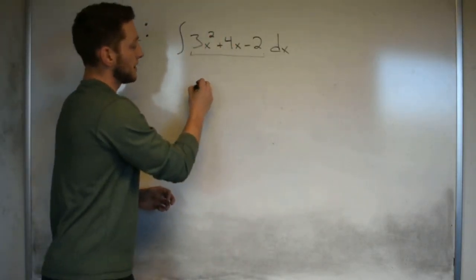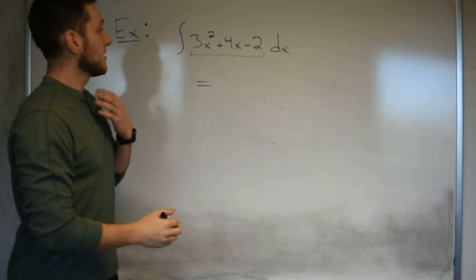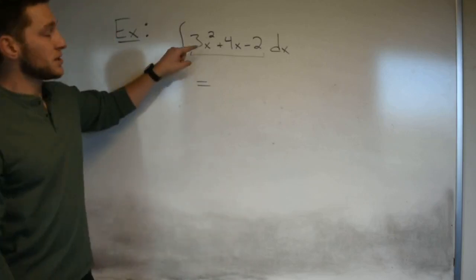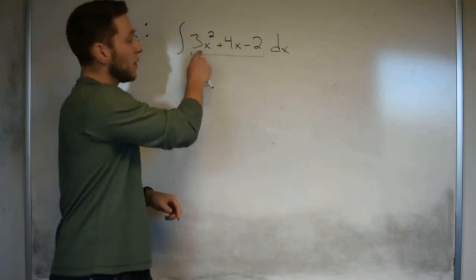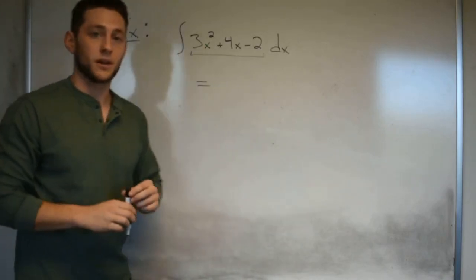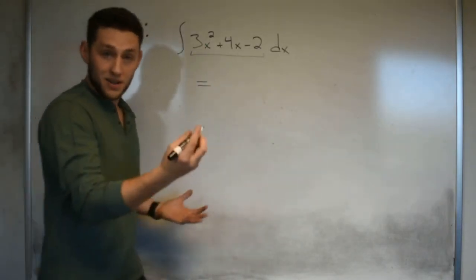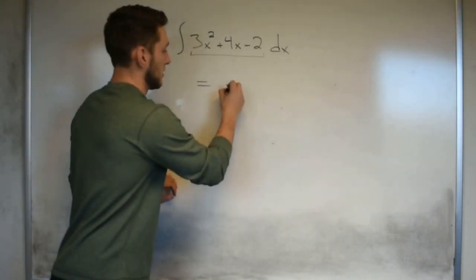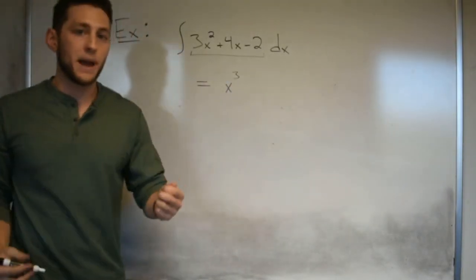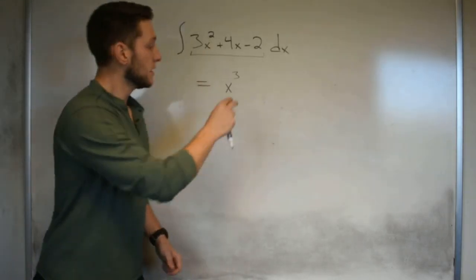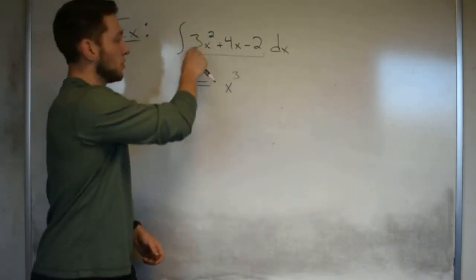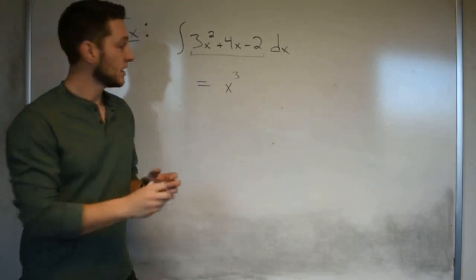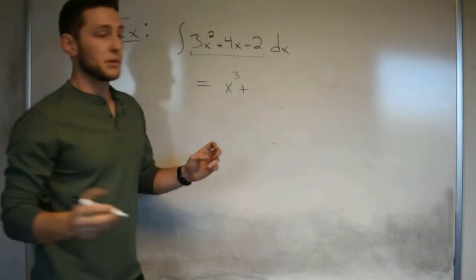So if we were going to go ahead and attack this, what we could do is just think, what did I have to derive to get each of these individual terms? So for instance, what could I have derived to get 3x squared? Well, it turns out x cubed is a really good option. And you can always go back and check it. If I derive x cubed, we'll bring down the 3 and subtract 1 from the power, so boom, we do land on that. Over here, maybe a little bit more complicated.